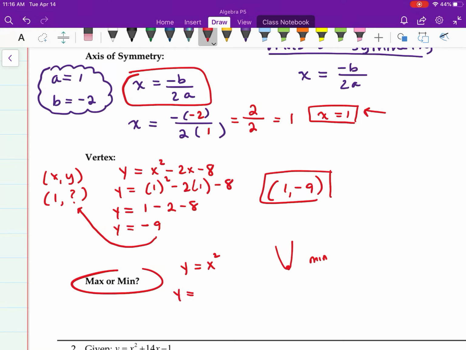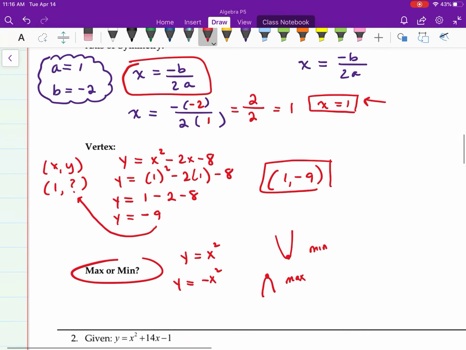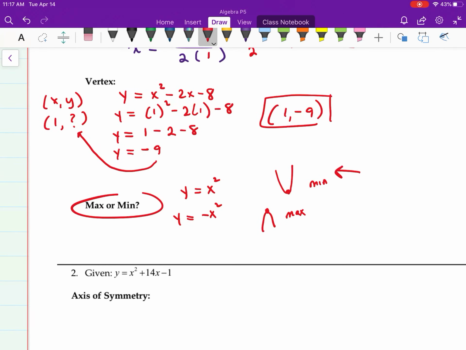But if the equation starts off with y equals negative x squared, and there's a negative in front of the x squared, then it's going to be upside down, and the vertex is going to be at the top, which would make it a maximum. So for this example, our equation was y equals x squared minus 2x minus 8. And that doesn't say negative x squared, which means it's going to look like this one, and it's going to have a minimum value. So that's how you find the axis of symmetry, the vertex, and if it's a maximum or a minimum algebraically.